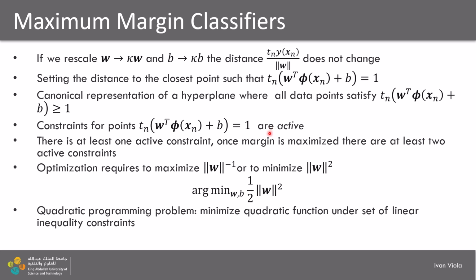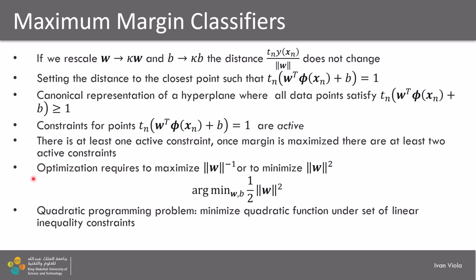Once we are performing the optimization, at the end of this optimization we will have at least 2 such active constraints, because there will be at least 2 points defining this margin, where the distance will be exactly the same to each of these 2 points on either side of the decision boundary.